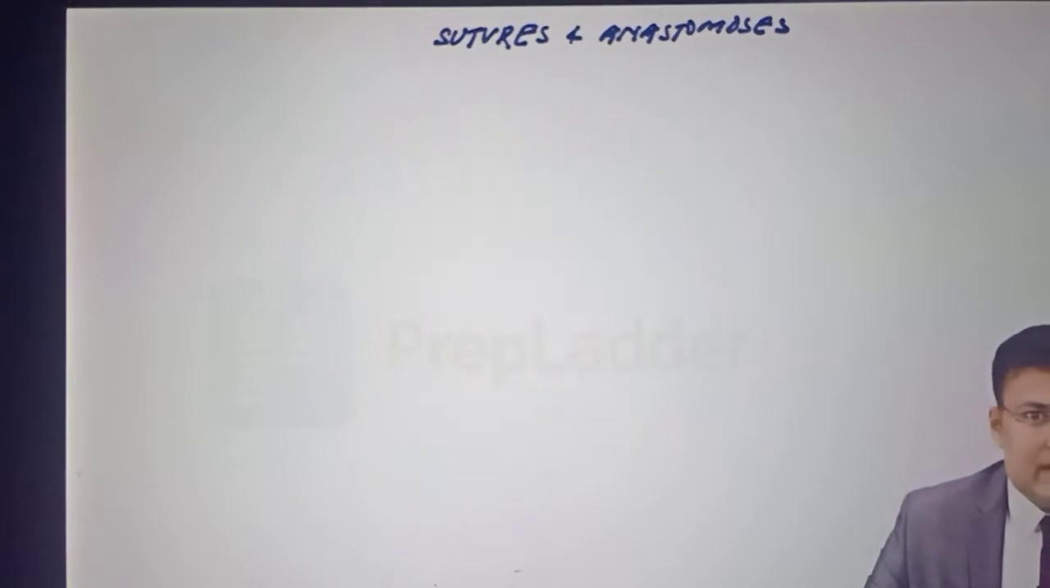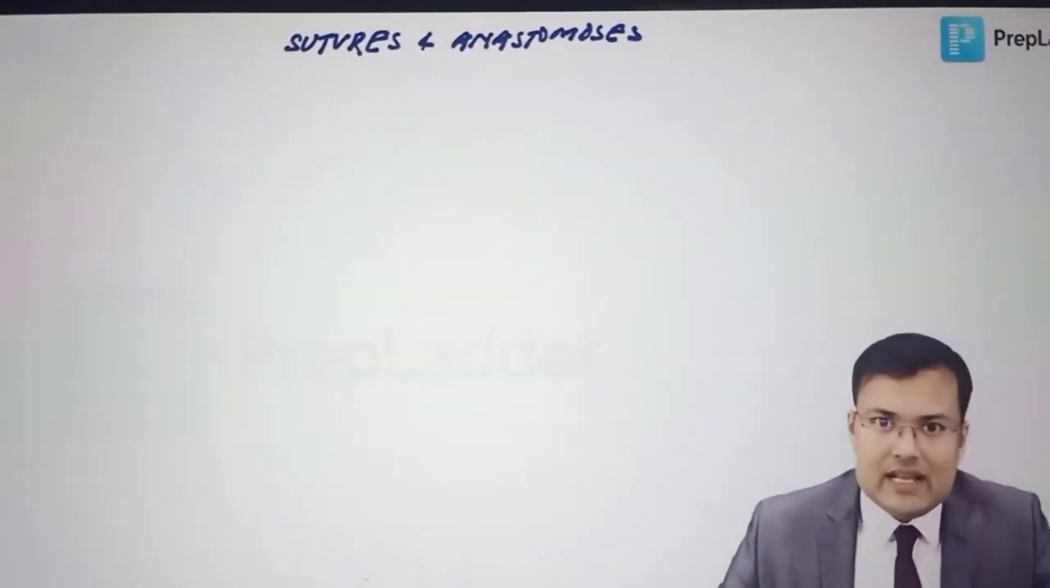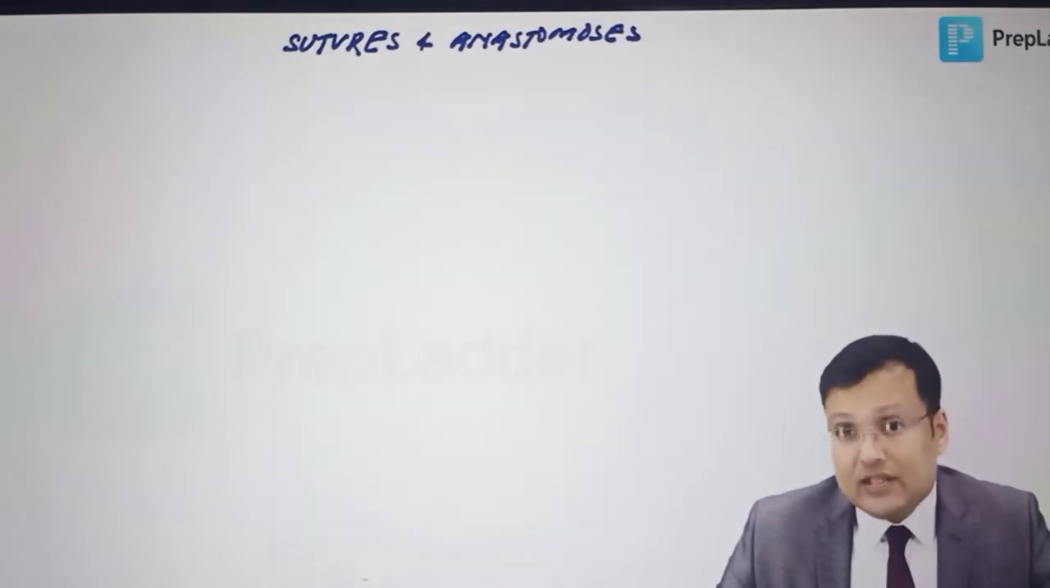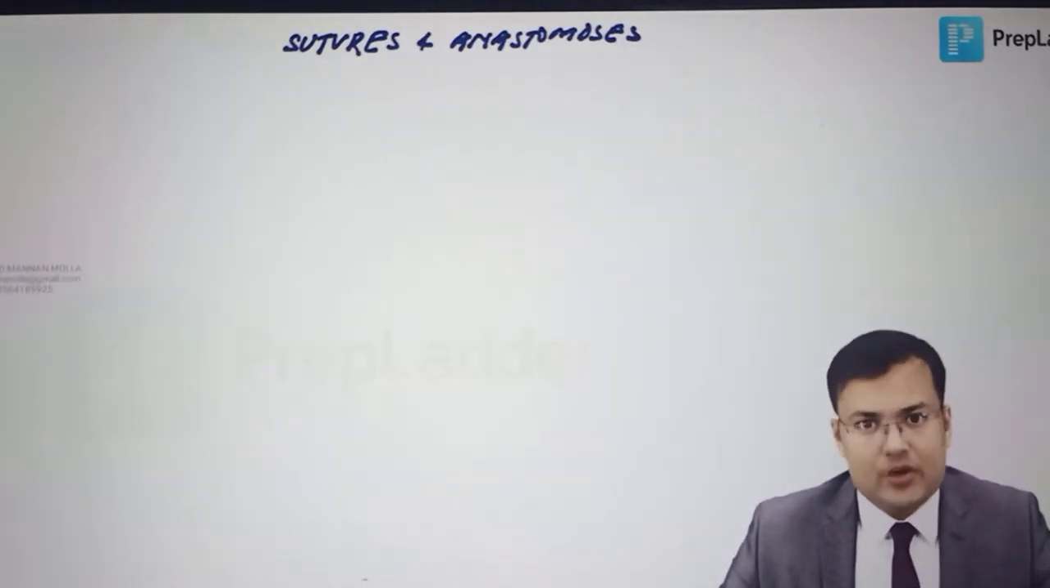Sutures can be divided into absorbable sutures and non-absorbable sutures. Absorbable suture means the term is self-explanatory. It is absorbed in tissues because of phagocytosis or enzymatic digestion. And non-absorbable means it is not absorbed. It means it is going to persist in tissues for an indefinite period of time. Okay, so see the differences.